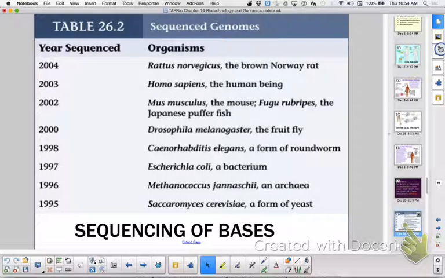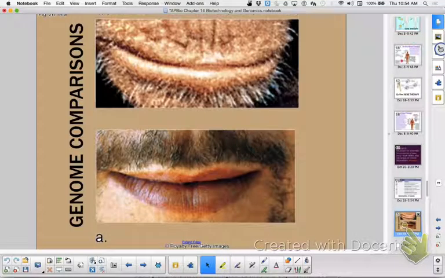The Norway rat, perhaps? Okay. Yeah, so you can see the different years and what was sequenced before you were ever even born, too. Okay, so then you make comparisons amongst the genomes, and this is actually a little bit later in your notes, but I'll remind you of this. So that's a chimp and that's a human.